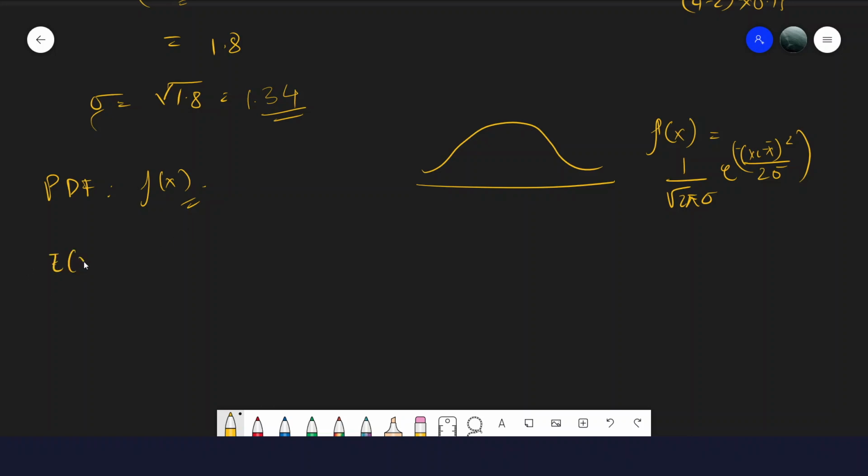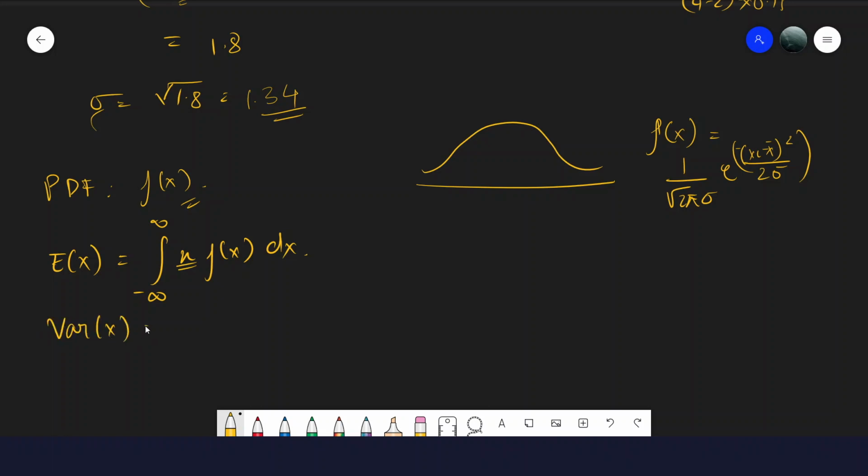The expected value for the probability density function, which is for continuous values, is given by the integral from minus infinity to infinity of x f of x dx. x is the particular value, f of x is the probability density function. This is the expected value. We'll do some examples in the next video when we study the normal distribution in detail. Right now I just want to give you the formulas.